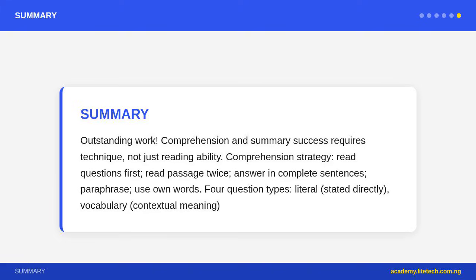state word count. For homework, practice the comprehension passage in your JSS 2 English textbook, answering all questions using the techniques learned today. Note the question type for each question before answering.